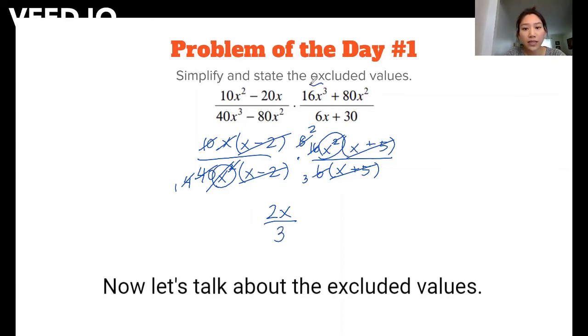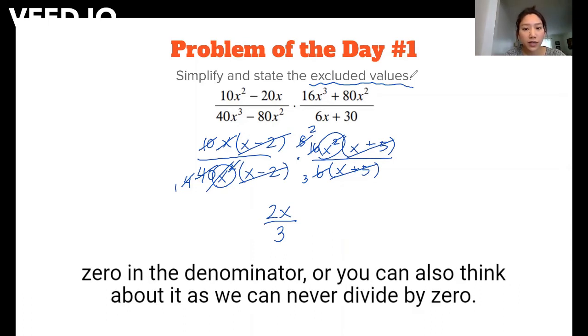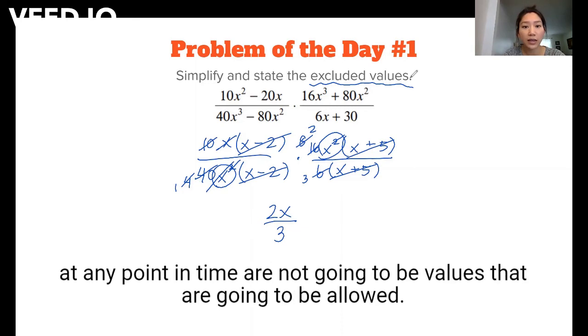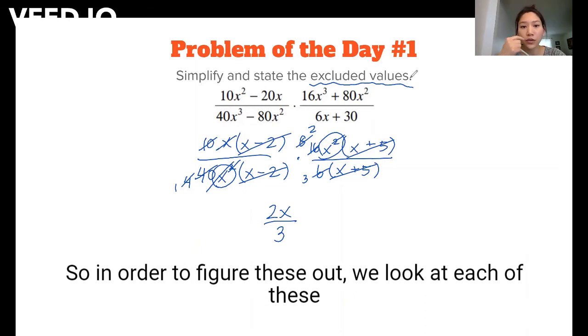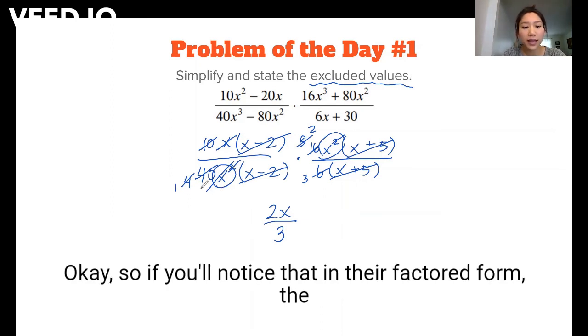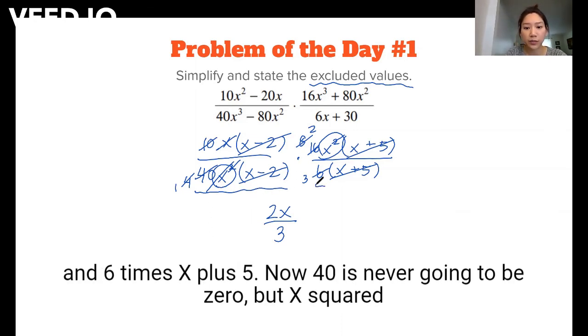Now let's talk about the excluded values. These really come from the fact that we can never have 0 in the denominator, or you can also think about it as we can never divide by 0. So any values that will cause us to have a 0 in the denominator at any point in time are not going to be values that are allowed. In order to figure these out, we look at each of these fractions in their factored form. In their factored form, the denominators are 40x squared times x minus 2, and 6 times x plus 5.